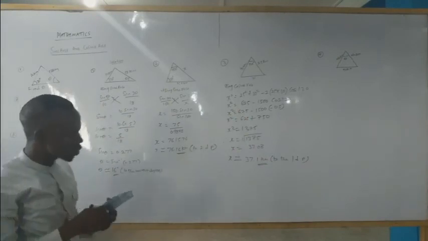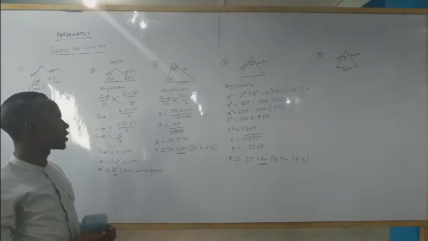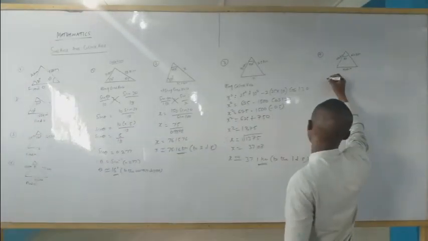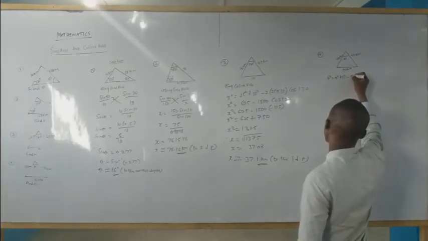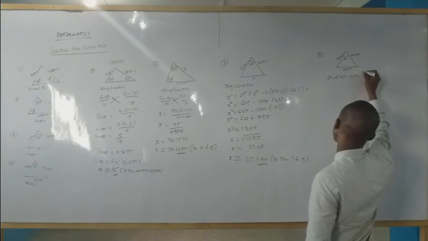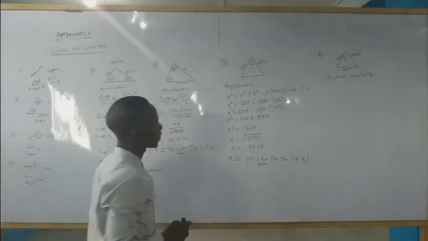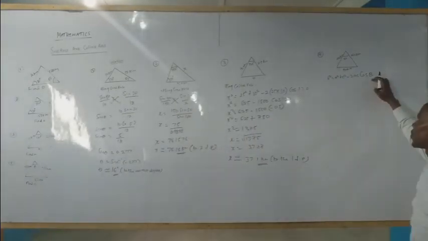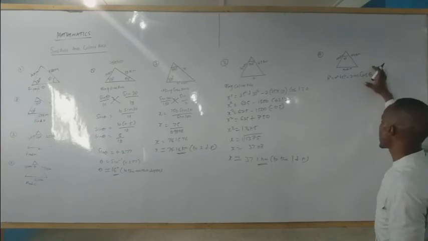The only rule we can still apply is the cosine rule, but we now have to amend it. The cosine rule is b squared equals a squared plus c squared minus 2ac cos B. Now, what we want is to determine the value of B, or the value of theta.